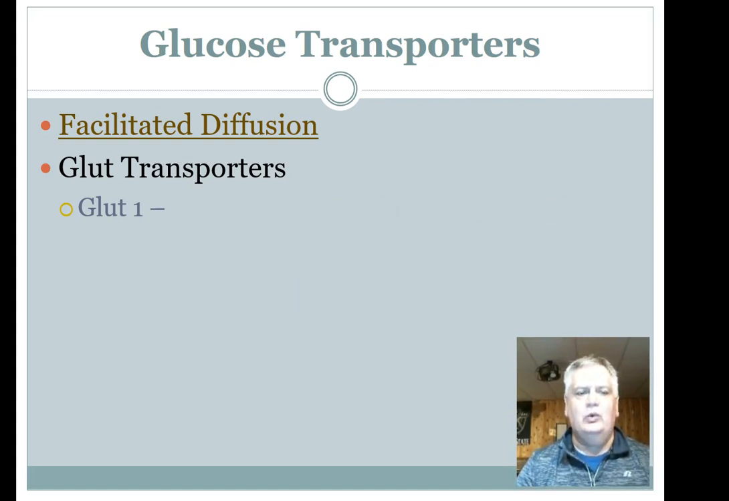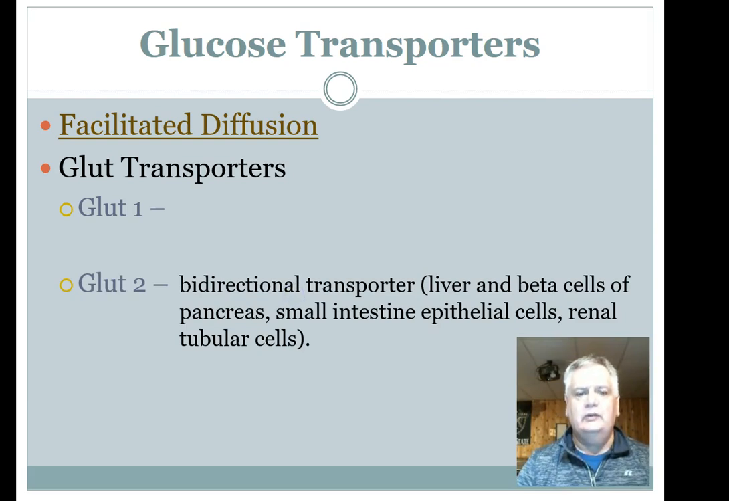In addition to GLUT1, there's GLUT2. GLUT2 is a bidirectional transporter. It is found in liver cells and the beta cells of the pancreas. It's found in the epithelial cells in the mucosa where absorption is important in the small intestine. And it's also found in renal tubular cells. That is to say, it's found in certain cells that are important in urine formation in the kidneys.